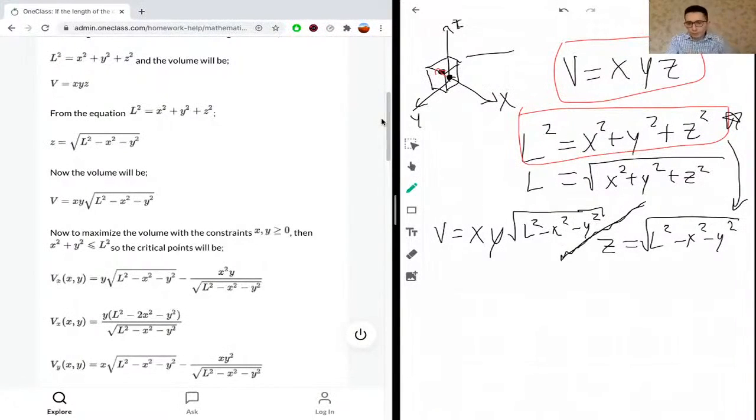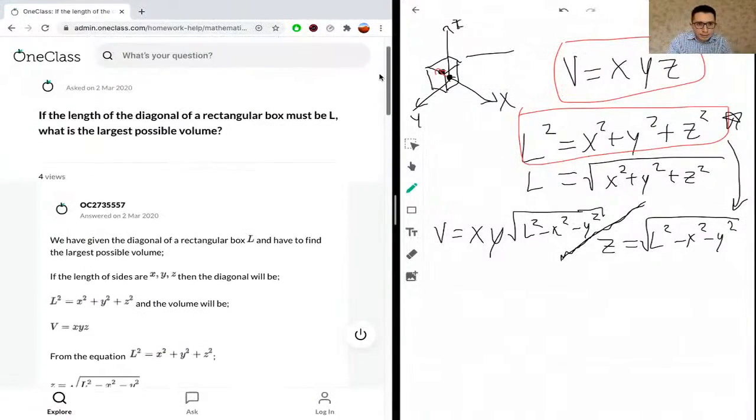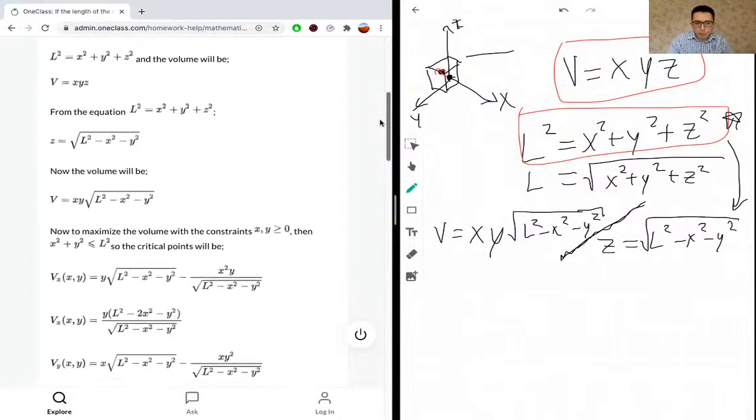Okay. So now we have the equation that we will be optimizing. So we're optimizing for volume. I believe it said the largest possible volume. So we're looking for the largest possible volume here. So the first step is we would take the derivative with respect to x, and then we would take the derivative with respect to y, because these are the two variables left in our equation.